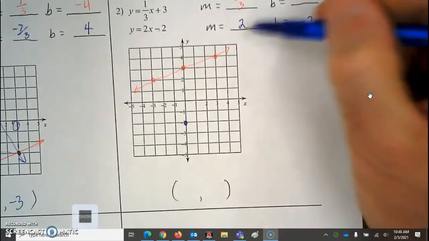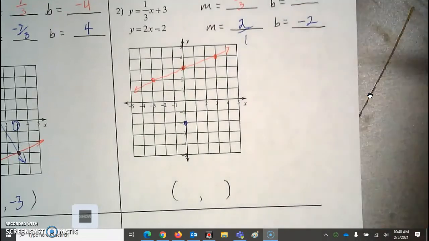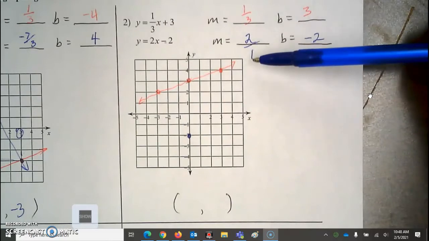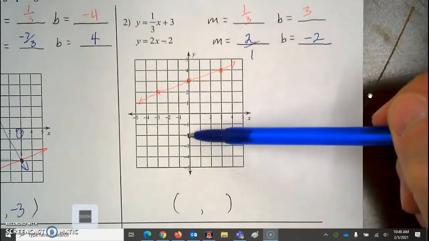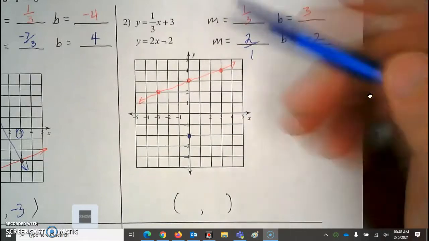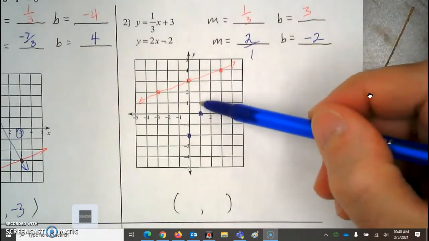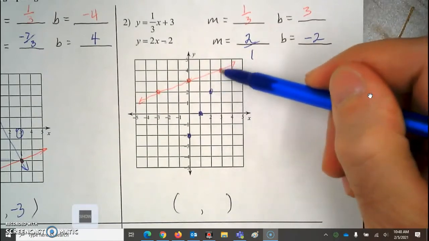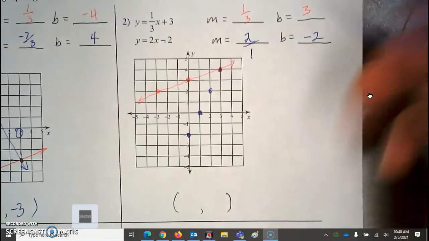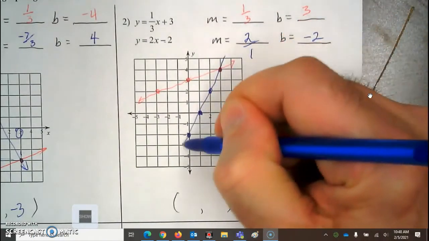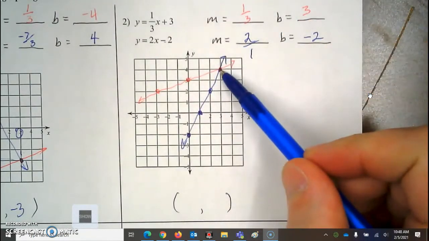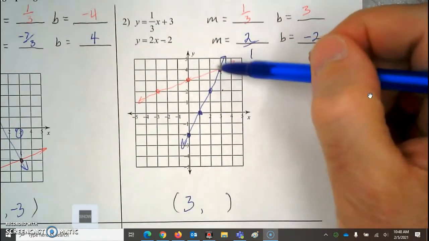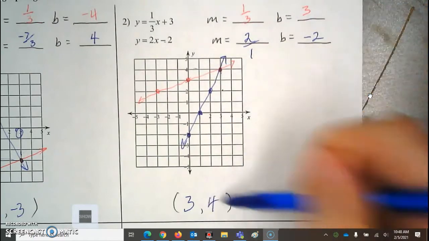Go to -2. Now remember, if your slope is a whole number, make it a fraction. Okay, up 2, rise 2, run 1. From here, rise 2, run 1. Mark it. Keep going. Rise 2, run 1. You see they cross right there. So I complete the line, and my answer is that ordered pair. So it looks like the x number is 3, and the y coordinate is 4.